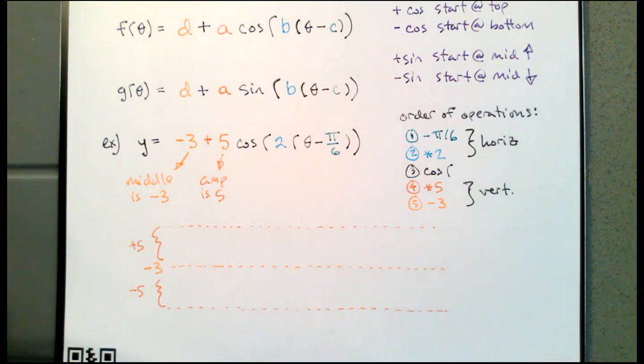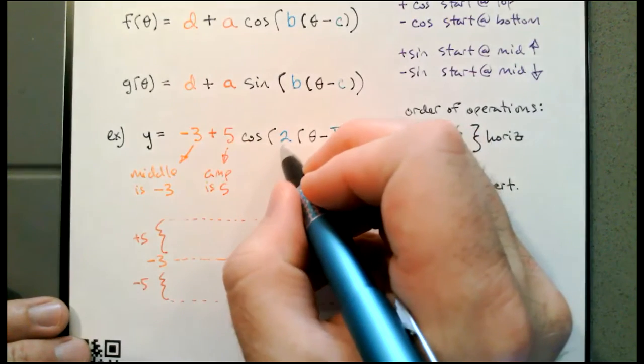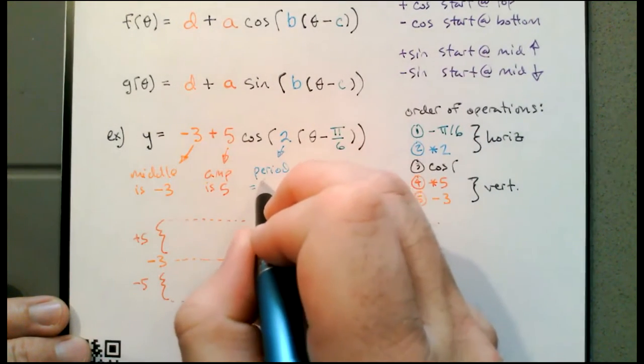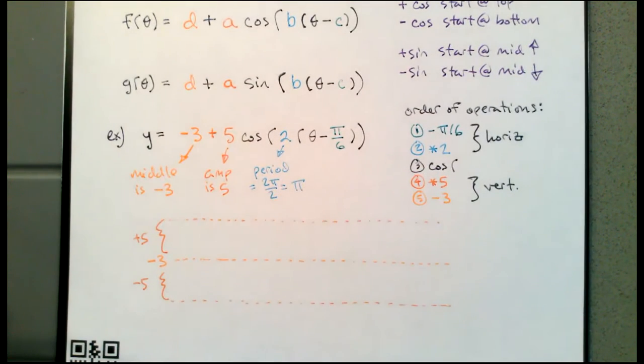Two is the coefficient of theta, and that's going to adjust the period. The period is 2 pi divided by b. So the period is 2 pi divided by 2, or just pi. The pi over 6 is a horizontal shift, so we're going to start at pi over 6.